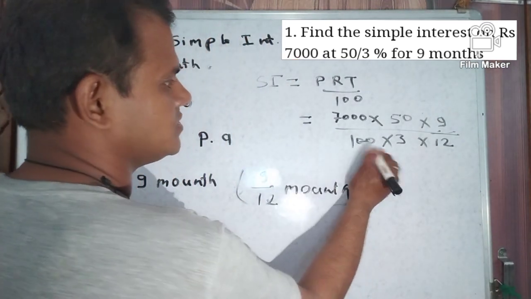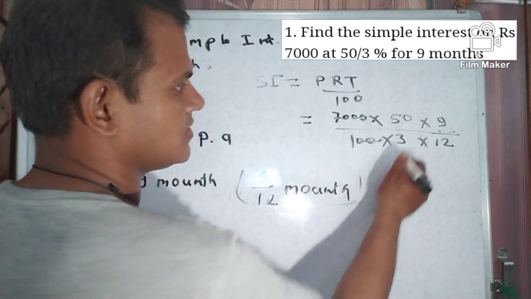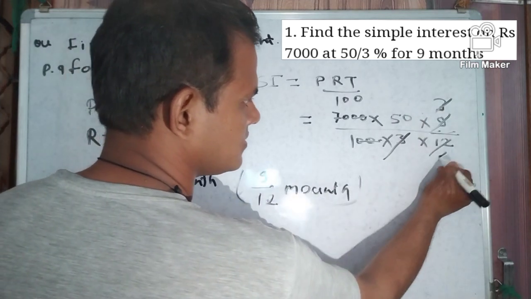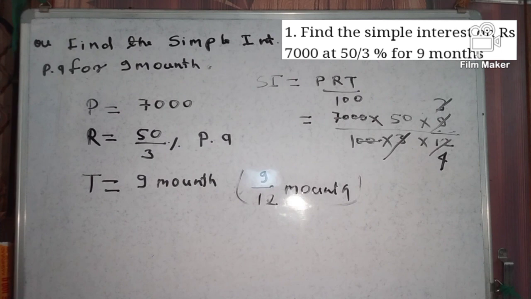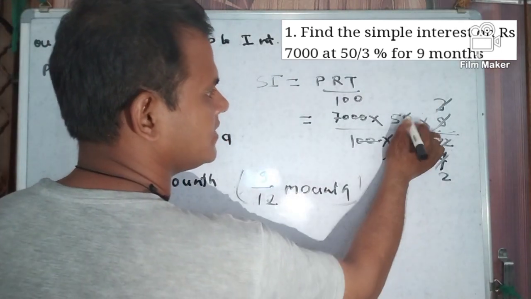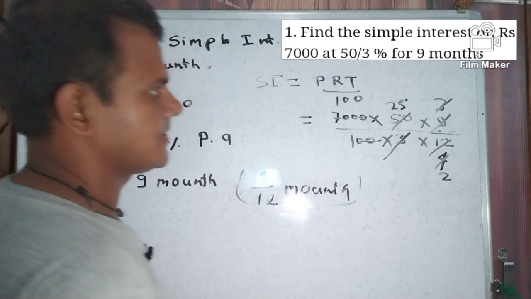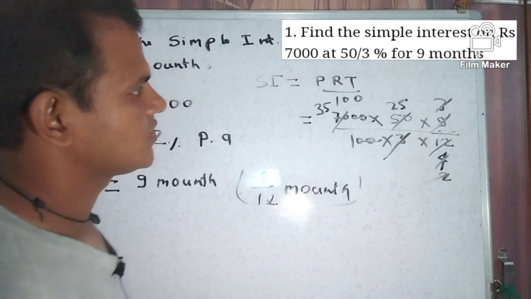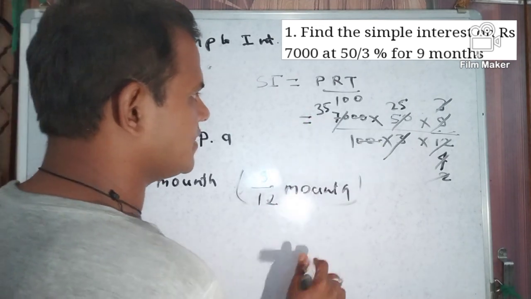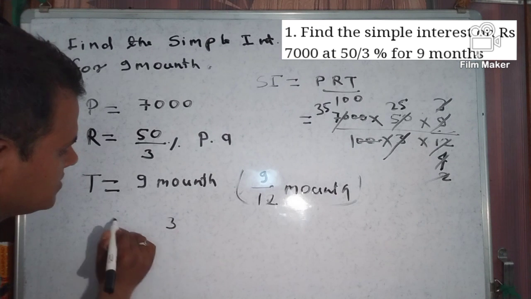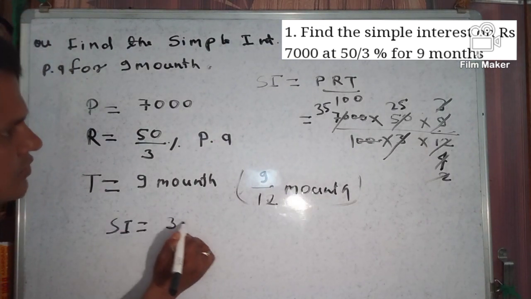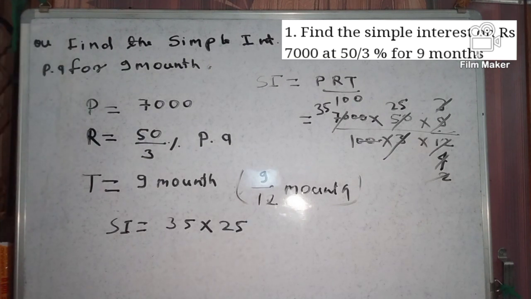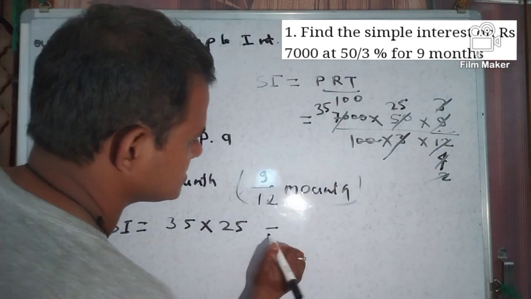Okay friends, so 0 cancels, 3 nines are 9 and 3 fours are 12. Now 2 into 4 and 2 into 25 is 50. Now 2 into 35 is 70. So 70. So 35 into 25. Simple interest is equal to 35 into 25. Right? Calculate it. It will be our answer.